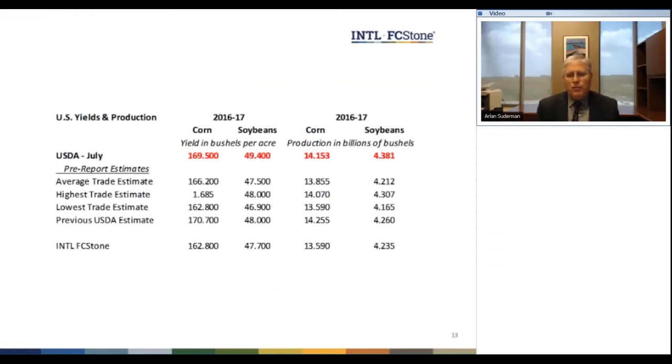USDA pegged the corn crop at 169.5 bushels per acre, down from 170.7. Interesting how they called their trend yield 170.7 in May, and then in the support data for this report, they put out a graphic that showed 169.5 as being their trend yield. Soybeans, 49.4. Their trend yield is 48. That's where they were last month. That's where they've been all spring. They come in at 49.4.